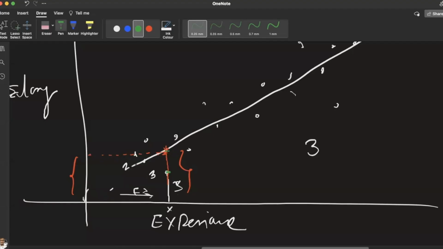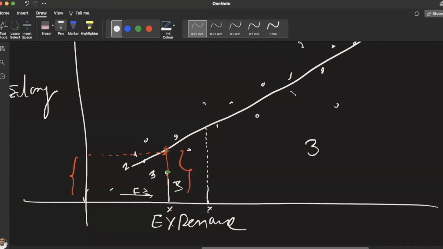This is one case. The other case might be, for example, I want to predict the salary at this particular X. At this X, the model will predict this.